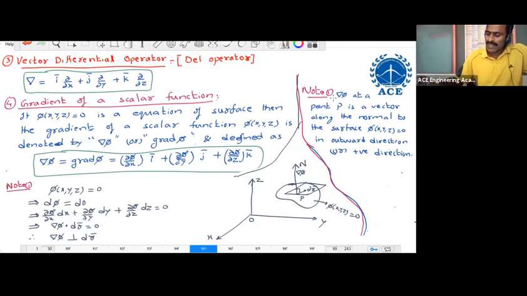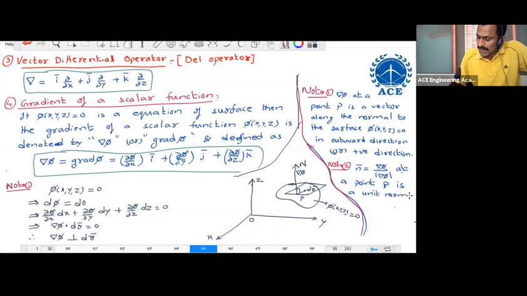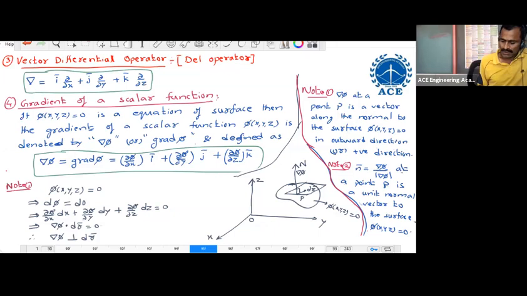If you know the normal, we can find the unit normal vector from it. That is the next note, point number 2: n bar equal to del phi by modulus of del phi at a point capital P is a unit normal vector to the surface phi of x, y, z equal to 0. Okay. Let us do the problems on this.